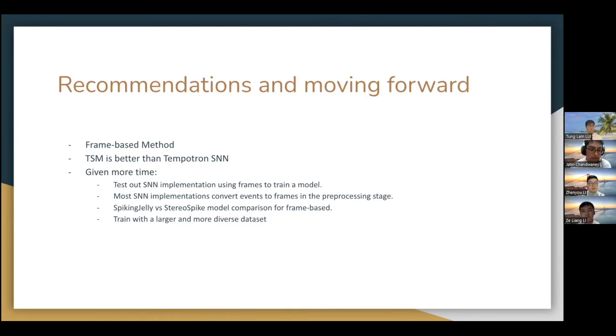We would also like to compare two SNN models, one from SpikingJelly and one from StereoSpike, as while they're both based on the same low-level architecture, they have different models which might work differently. We would also like to train with a slightly larger and more diverse data set, as due to COVID we weren't able to record one, as spoken about in the issues section. Thank you for listening to our presentation.